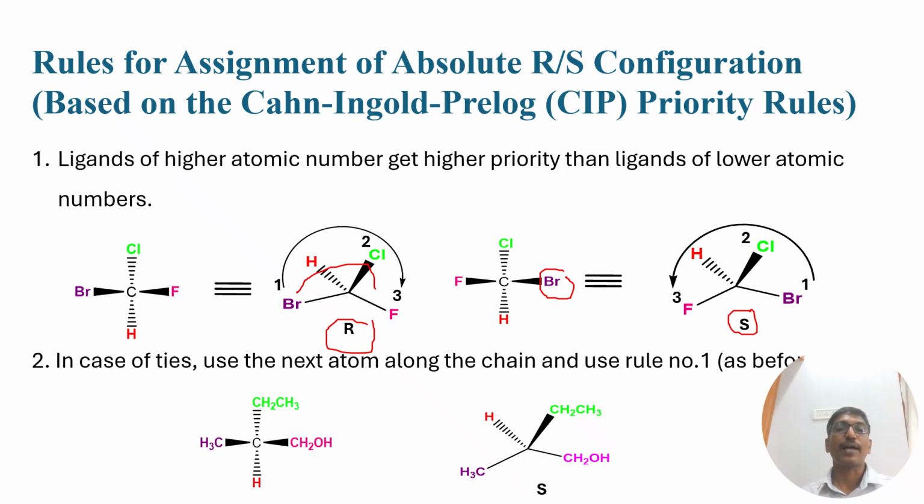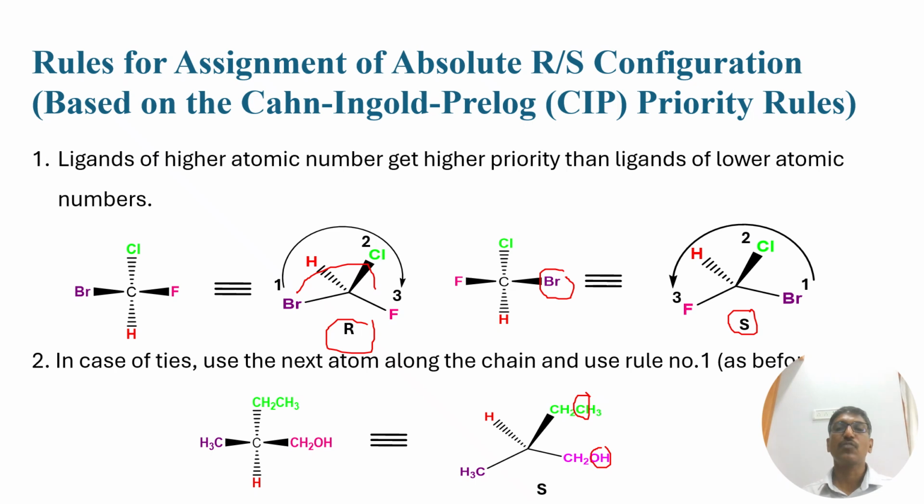In cases of ties, use the next atom along the chain and use rule number 1. So in order to avoid the confusion, here you can see the CH2OH and the CH2CH3. The first atom, the carbon having two hydrogens, subsequently has oxygen in the first one. Here it's oxygen. In this case, it's a carbon.